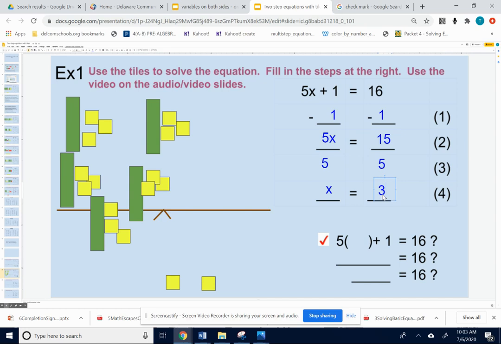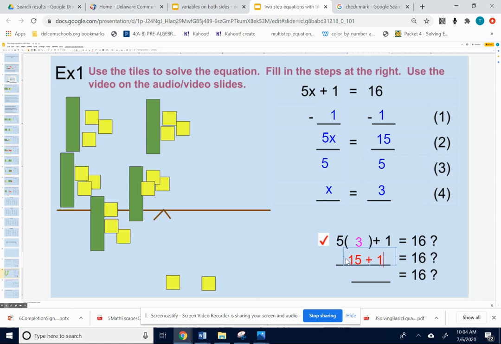I want to check my answer. I'm going to go back to the original problem. I had 5x plus 1 equals 16. I'm going to put 3 in for x. So now I have 5 times 3 plus 1 equals 16. Just evaluate the left. 5 times 3 is 15. So I'm going to type in 15 plus 1. So I have 15 plus 1 equals 16.